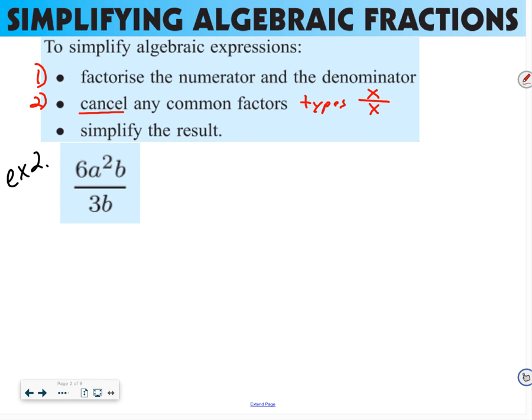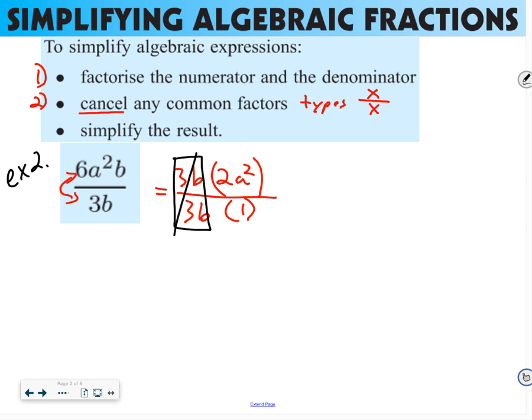3, simplify the result. On this next example, we see 6a squared times b over 3b. I'm looking at common factors here. I notice that 3b is a factor of both. So 3b times what is the numerator? This is going to be 2a squared. The denominator, well, it's 3b, just times 1. I'm going to recognize that something divided by itself is 1, so they can cancel out, and I'm left with just 2a squared over 1, which is 2a squared. So that is as simplified as we can get.